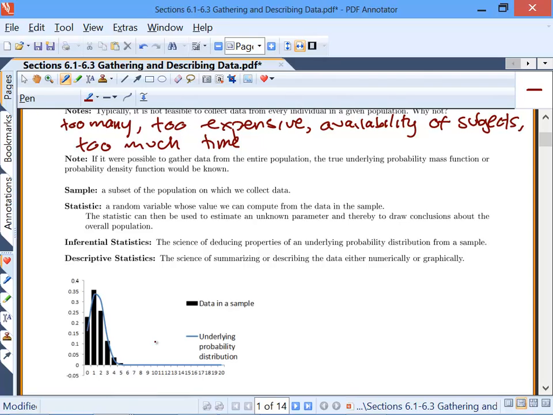And so what happens is when you draw a sample, you're not going to get the exact curve, because you don't have all the data in the distribution. But you might get a general idea of what the shape of the original distribution is.